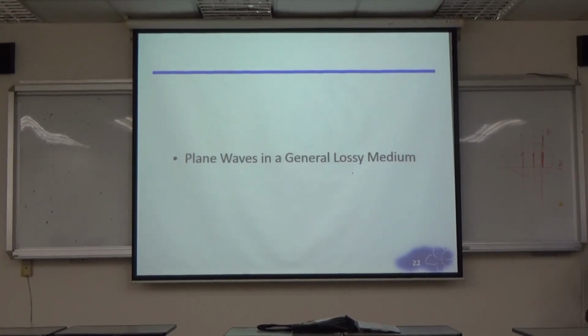We have already derived the equations for lossless materials. But now, because we know J equals conductivity sigma multiplied by your E, we already know this one, right? So what happens if your wave is inside a lossy material?